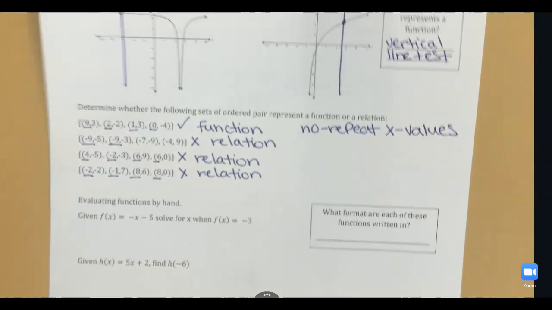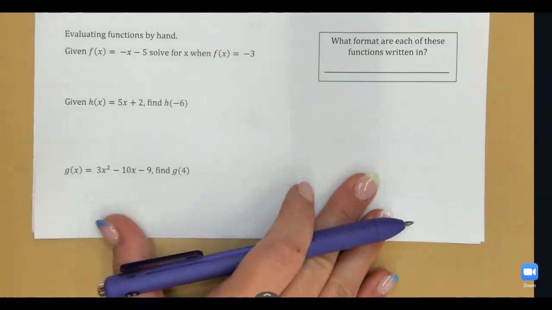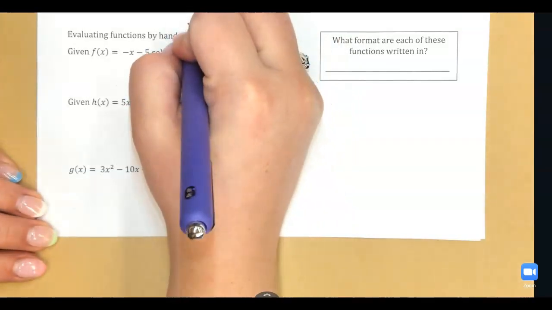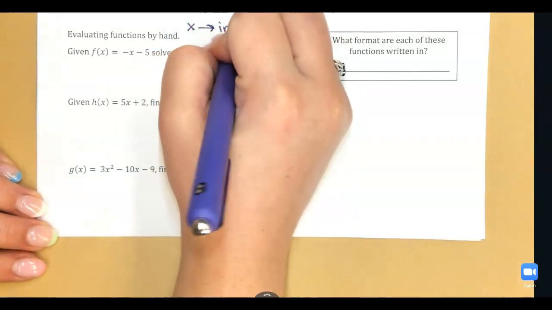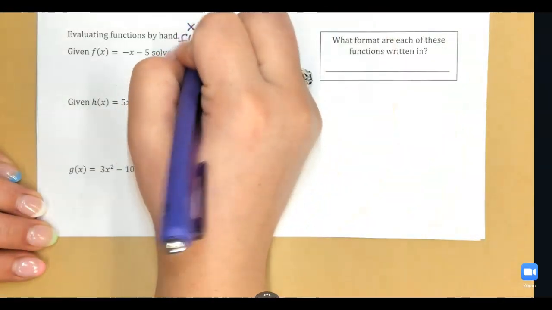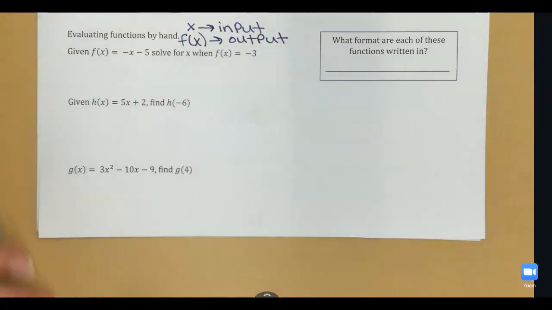Okay, let's do some practice evaluating functions by hand, or algebraically is another term for this. So when we are evaluating functions, the thing you're going to hear me say a lot is, are we looking for the input or the output? If you're given x, this is your input. And if we're talking about f of x, that is our output. That is your y value.